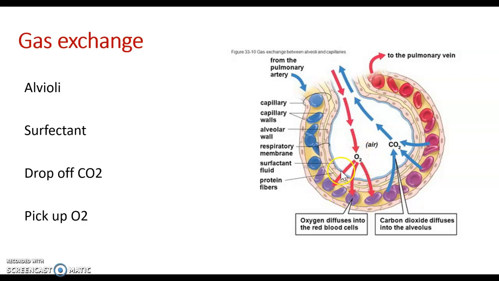They're going to be provided with oxygen from the air, and they're going to drop off the carbon dioxide that they have picked up from the waste products from the body. And after dropping off carbon dioxide and picking up oxygen, the blood is going to travel back out through the pulmonary vein to return to the heart. All of that gas exchange is happening at those individual alveoli, those tiny sacs in the lungs.